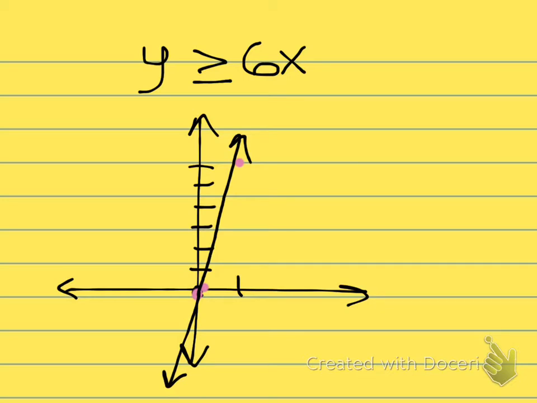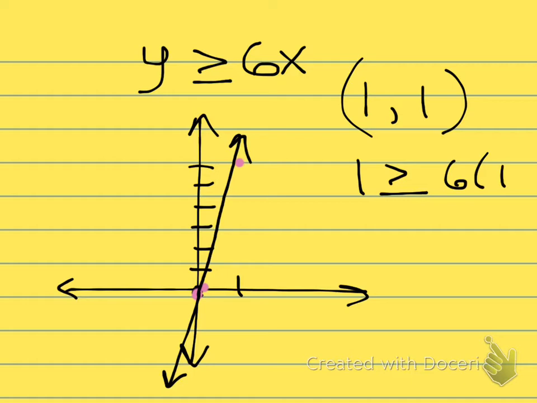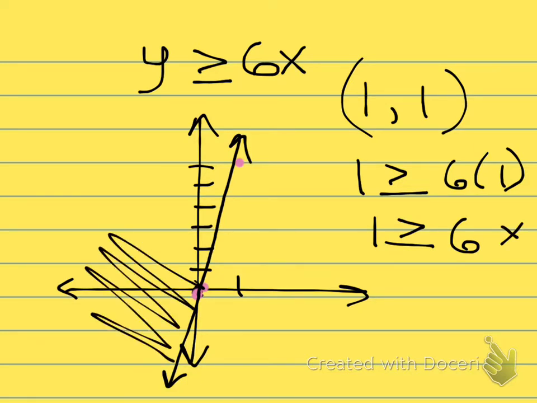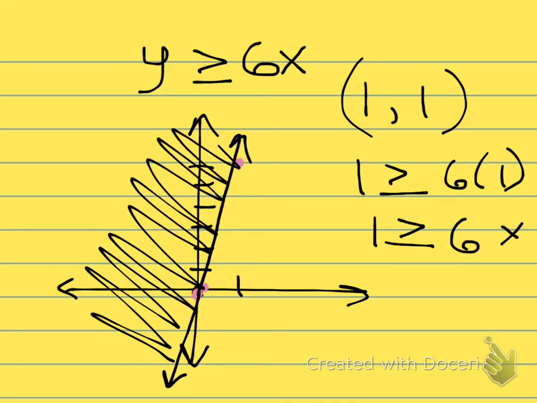I cannot use 0, 0 in this case, but I can use 1, 1. I can't use 0, 0 because 0, 0 is on the line that I drew. So if I used 1, 1, 1 goes into y and x. So is 1 greater than or equal to 6? No. So 1, 1 is to the right here, so that means I'm shading all the area to the left. And that would be my answer.